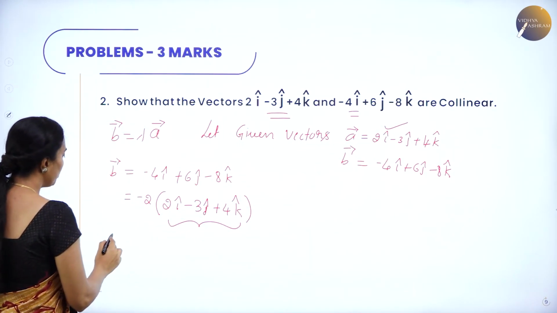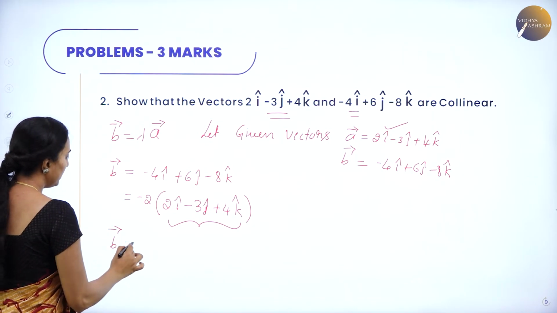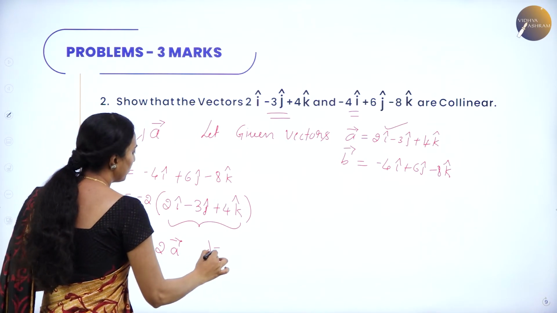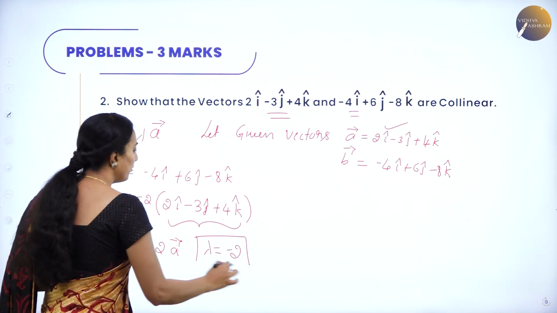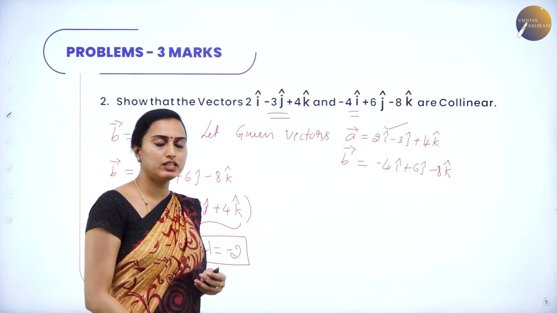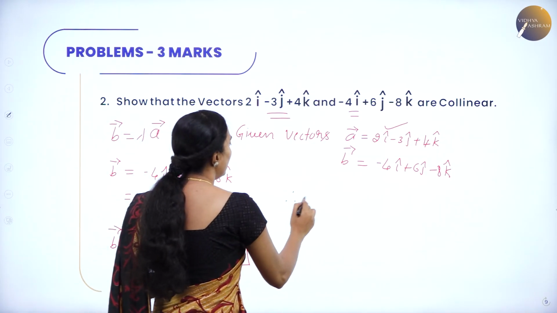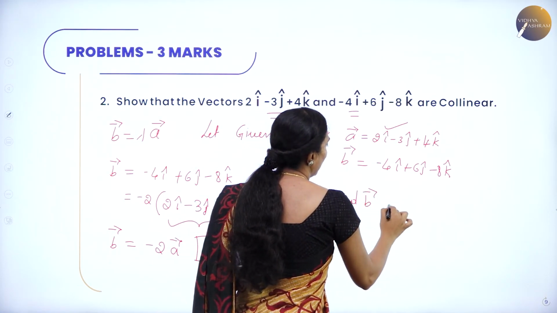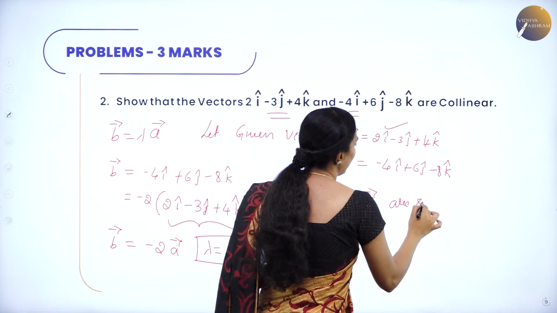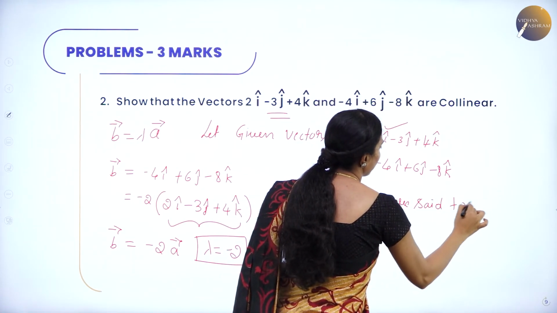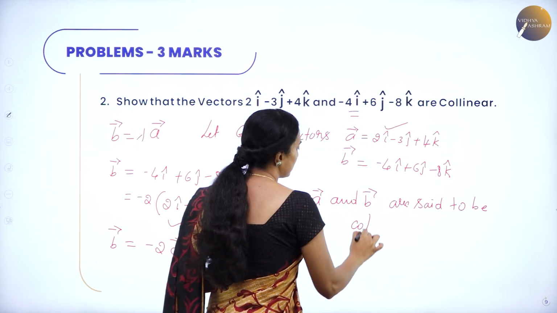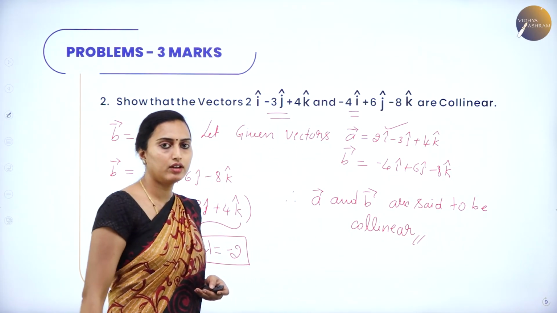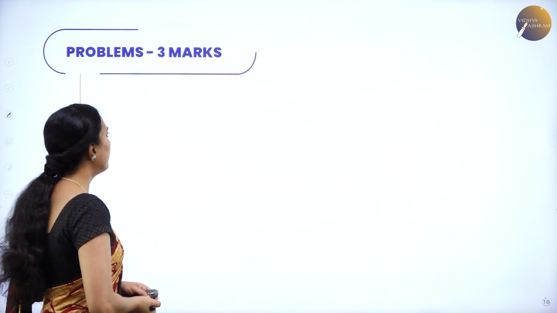So B vector is equal to minus 2 times A vector, where lambda is equal to minus 2. Proving this, A and B vectors are said to be collinear. I hope you understood this step. Now we'll move on to the next question.